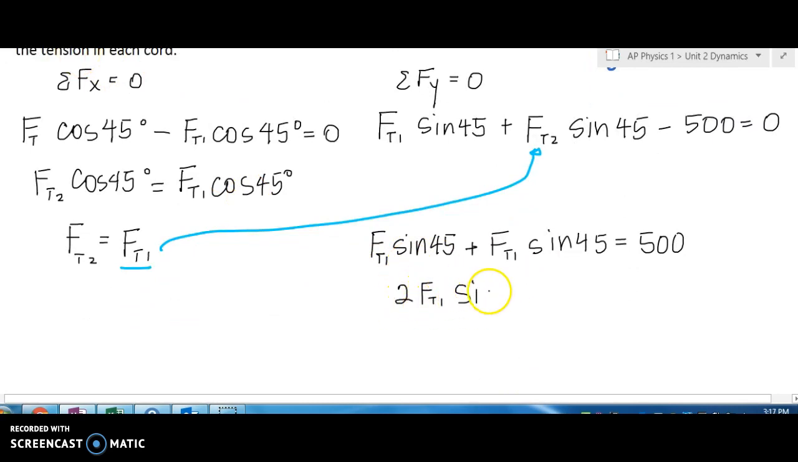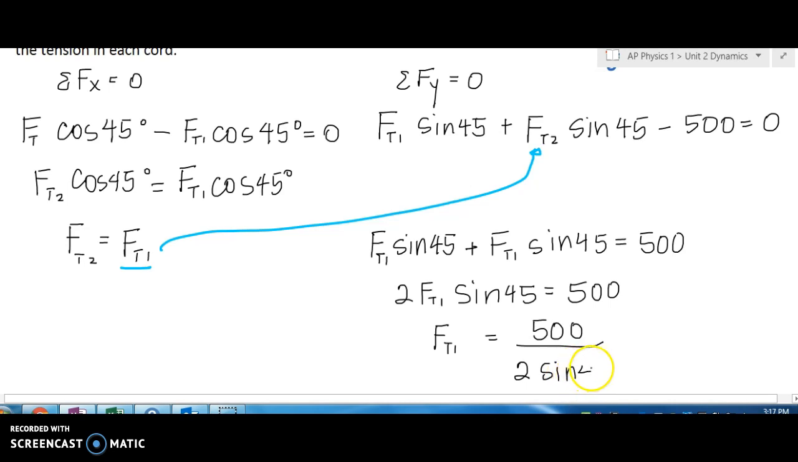Alright, so then 2 FT1 sine 45 is equal to 500. So then FT1 is equal to 500 divided by 2 sine 45. What do you get? Did you get 353-ish newtons? There you go.